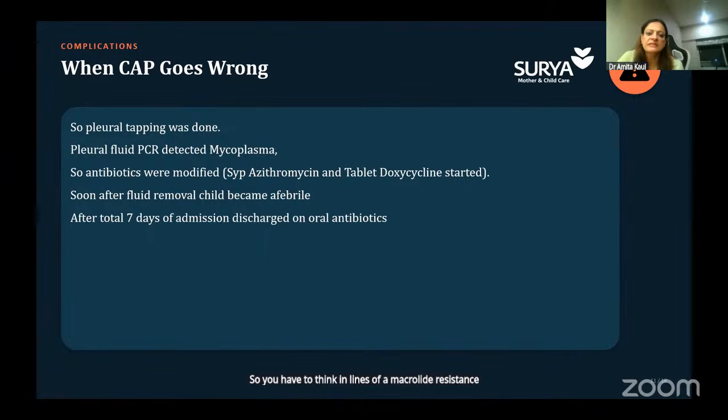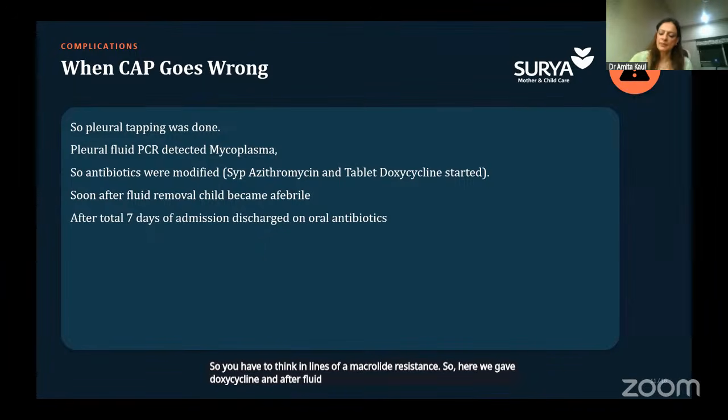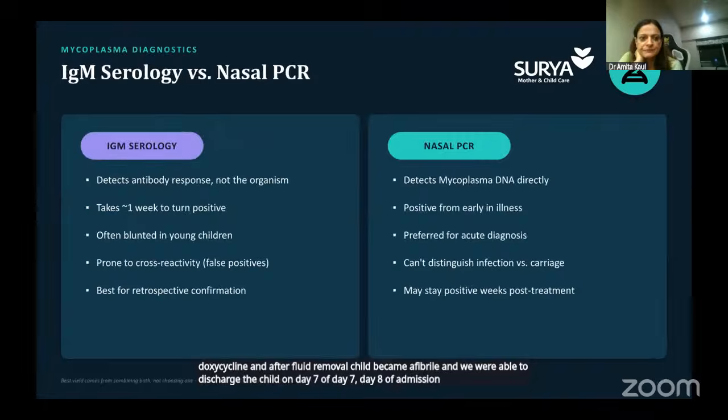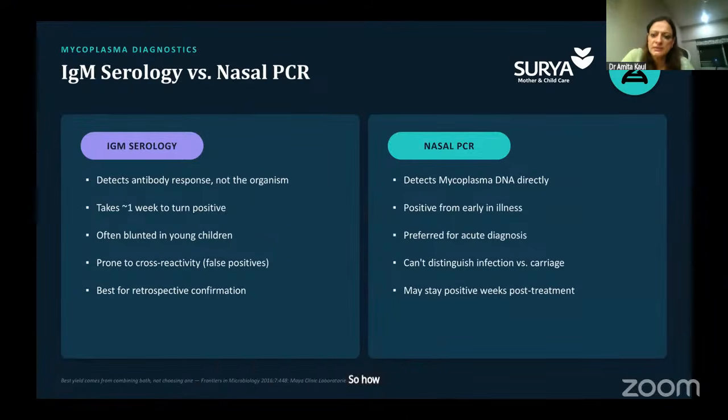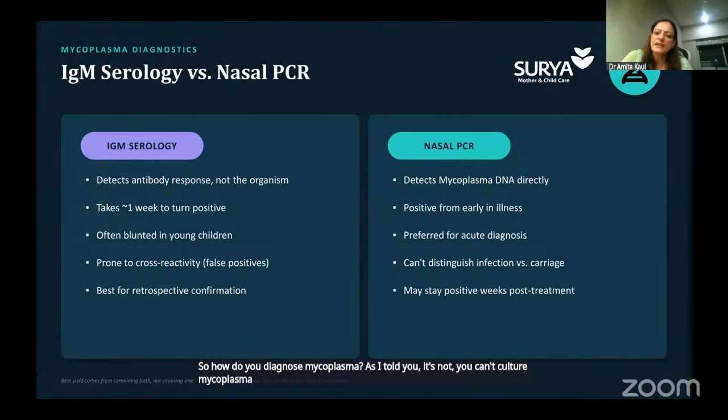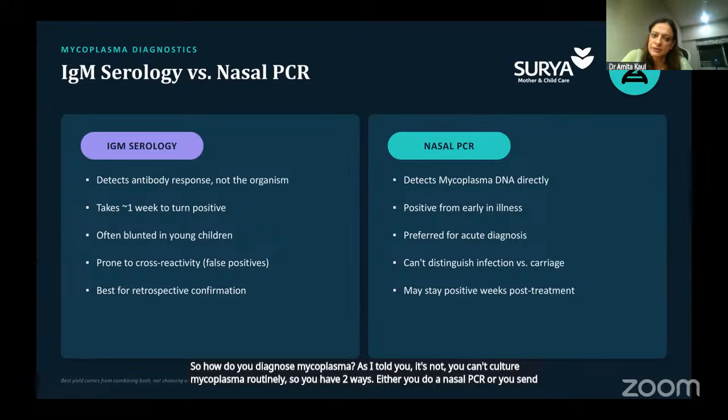So here we gave doxycycline, and after fluid removal, the child became afebrile, and we were able to discharge the child on day 7, day 8 of admission. So how do you diagnose mycoplasma? As I told you, you can't culture mycoplasma routinely. So you have two ways: either you do a nasal PCR or you send an IgM serology.